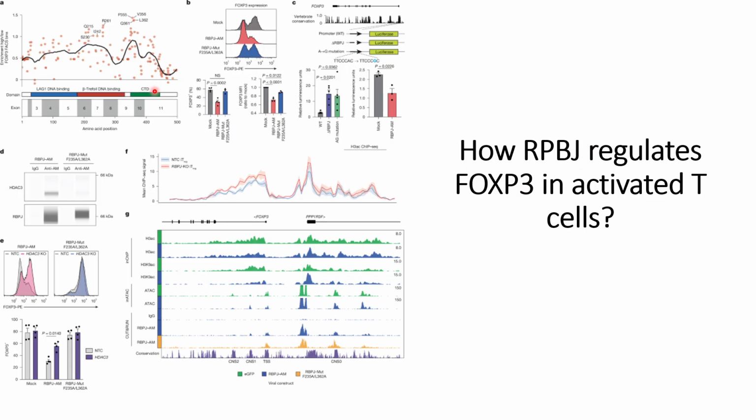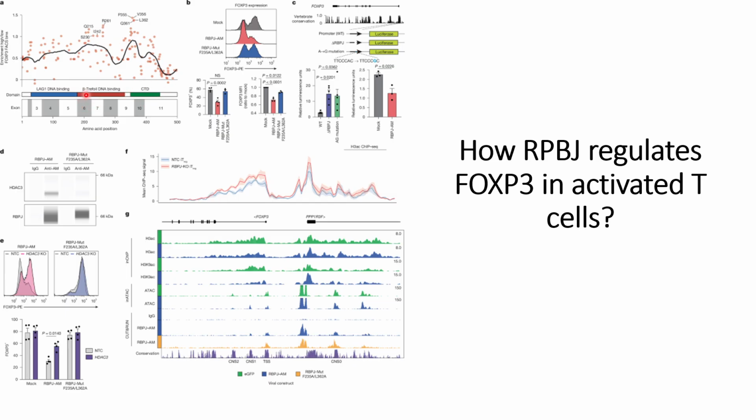Now, in order to validate how RBPJ affects FOXP3, they used high mutagenesis in RBPJ and then checked which domain affects FOXP3 expression or enrichment. They were able to find that the beta trefoil DNA binding and CTD domains cause high FOXP3 expression. The mutations in these cause high FOXP3 expression.